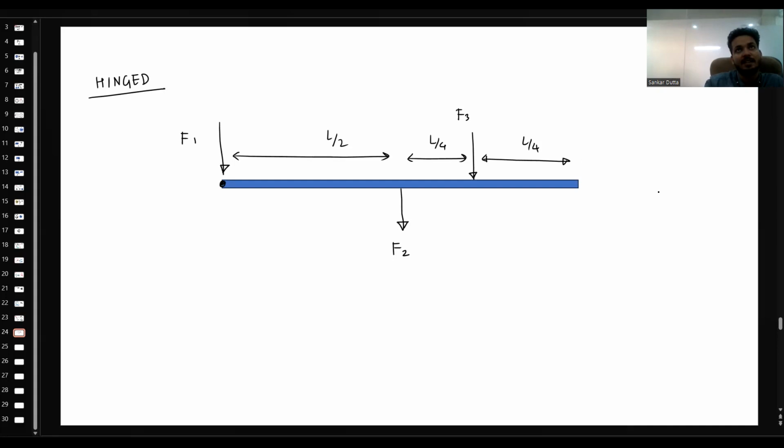This time it's acting at an angle like this. Sorry, I messed up. This is F4, and it's making angle theta with the horizontal. Guys, tell me what is the net torque? Net torque.